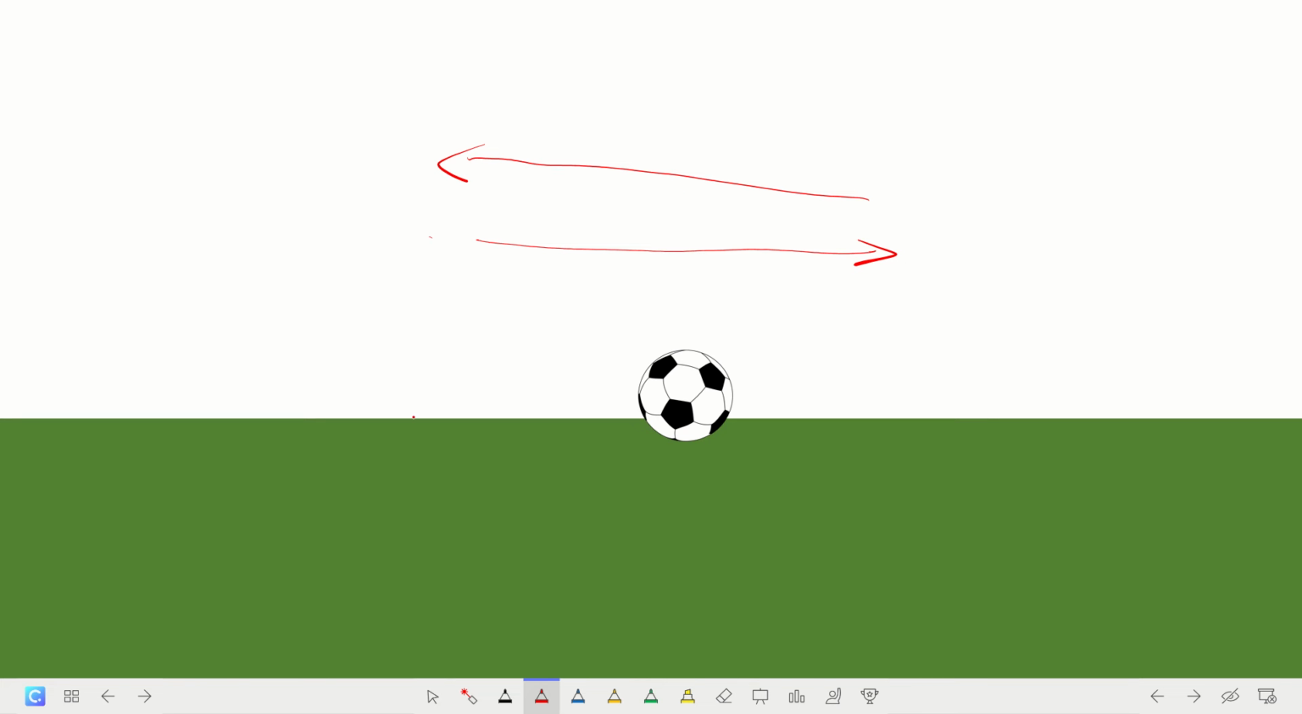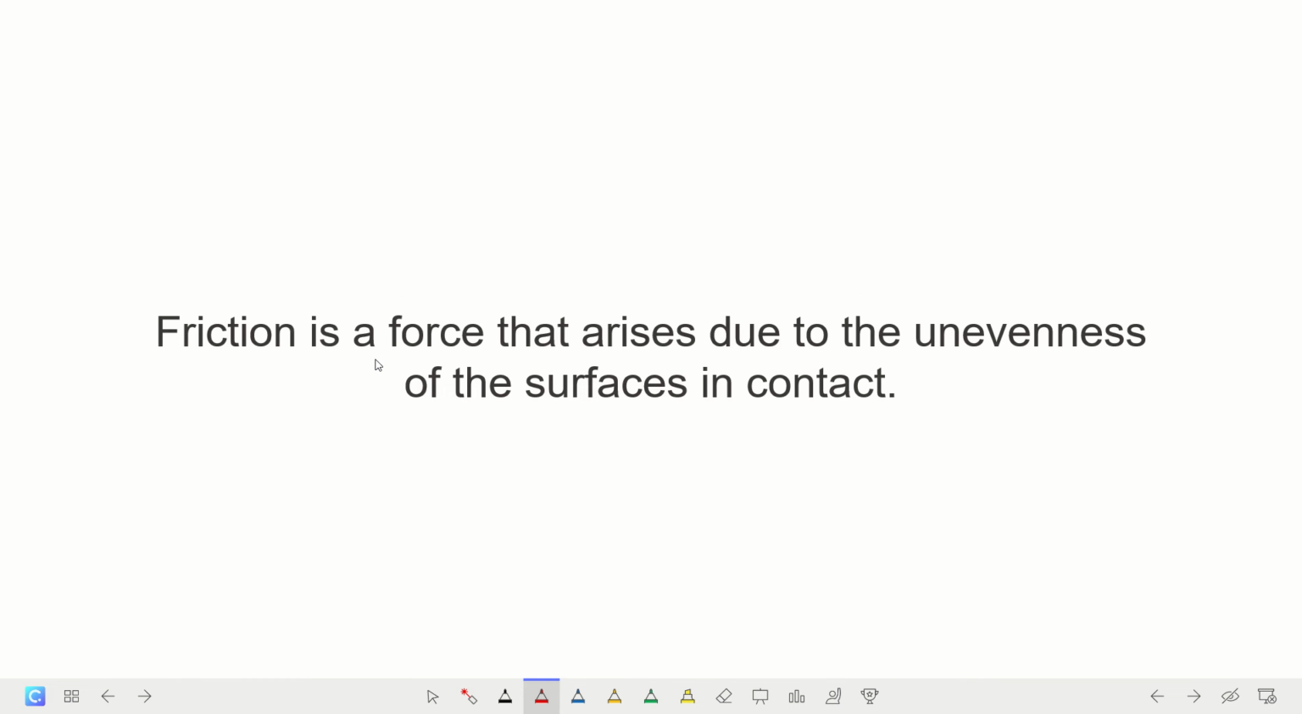So why do we have friction force? Friction force arises due to the unevenness of the surfaces in contact.